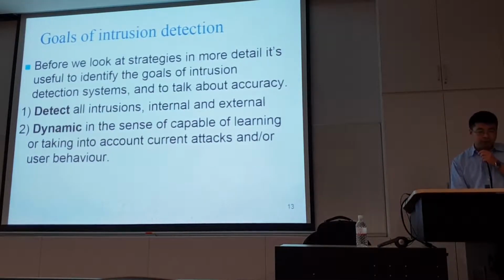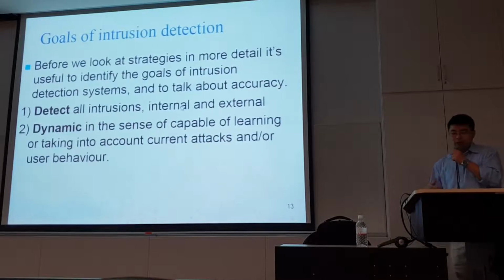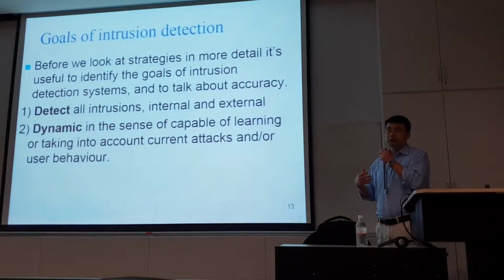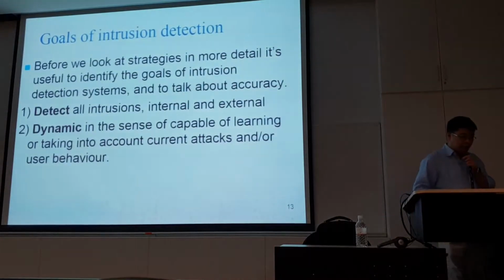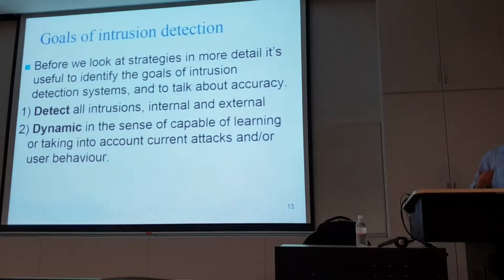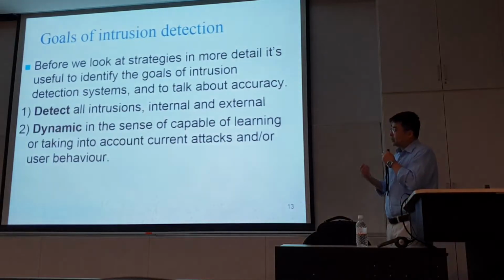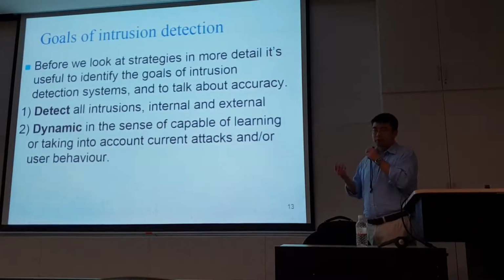For example, a masquerader can be an external intruder. Someone who has stolen your password may try to access your account. Internal means some insiders may try to access or take over the accounts of other people, right? Dynamic, in the sense that intrusion detection should be capable of learning or taking into account the current attacks and the user behavior. Right, so that means the rules defined by intrusion detection can be dynamic.